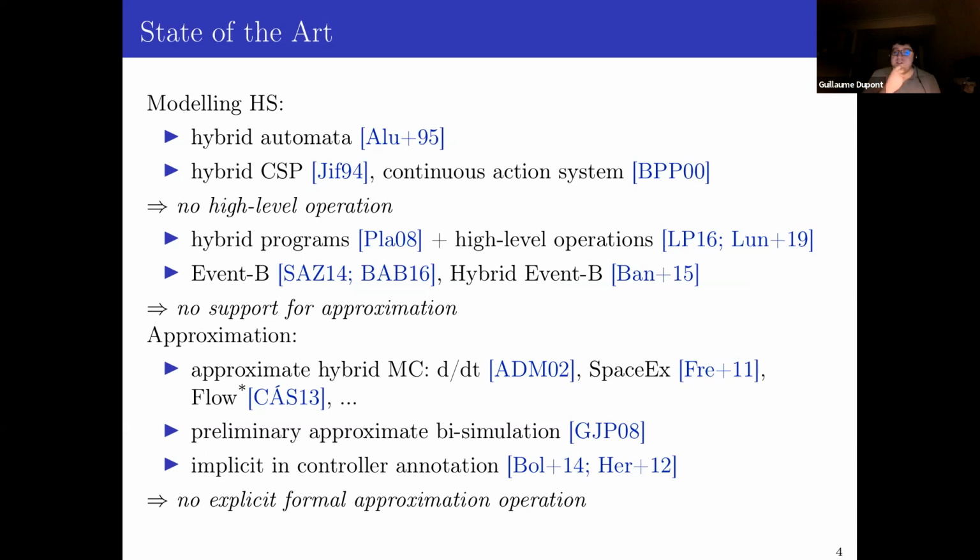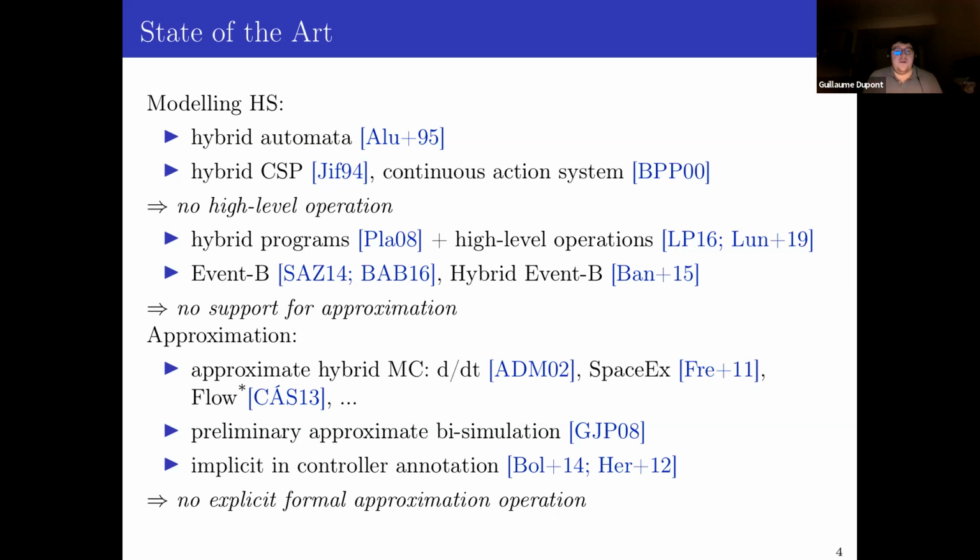As for approximation, it's actually very common in hybrid model checking because actual hybrid systems have complex dynamics. So a lot of hybrid model checkers use approximation and over-approximation with so-called flow pipes to perform reachability analysis, for example dReach, SpaceEx, and Flow*. There is also a work by Girard and Pappas, and Verimag in Grenoble, about preliminary approximation using approximate bisimulation. So the goal is to demonstrate the existence of an approximate bisimulation between systems and perform model checking on the simpler system and deduce properties on the more complex system.